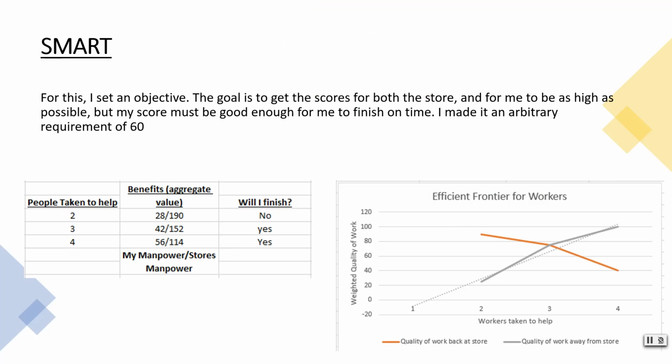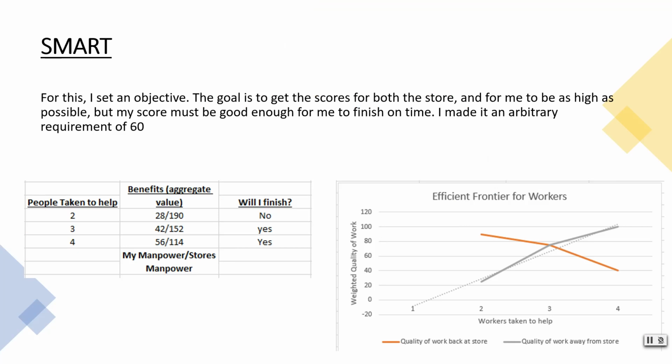But to make it simple, I basically discovered that taking 3 people allows me to finish while giving the store the highest possible value. If I took 2 people, I wouldn't be able to finish in time, and if I took 4 people, I would definitely be able to finish faster, but it's unnecessary. I could finish on time with 3 people.